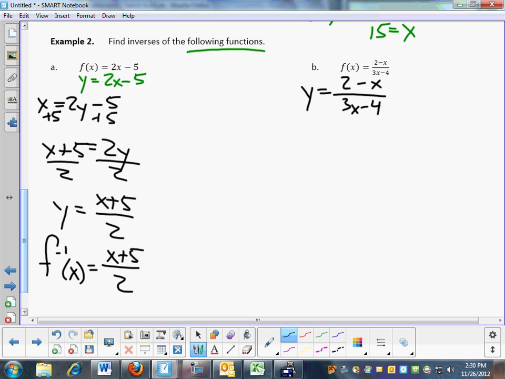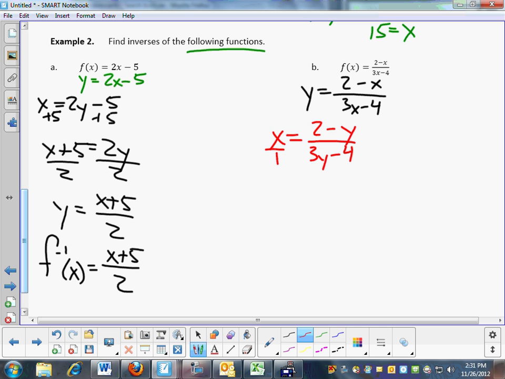So we have y is 2 minus x over 3x minus 4. If you want to find the inverse, you switch the x and the y values. So I'm going to write a new one. I'm going to say x is equal to 2 minus y over 3y minus 4. Now, I had you guys do this back on your first test. You're asked to solve for y. Some of you guys did very well with it. Some of you guys didn't do as well. So you get practice with it again.